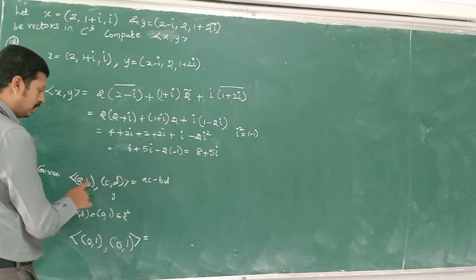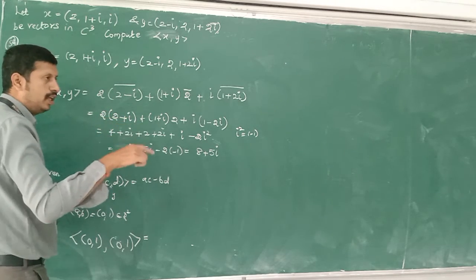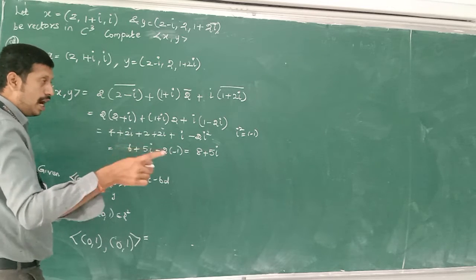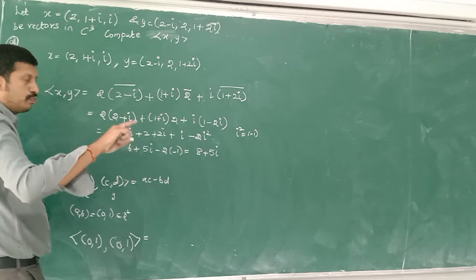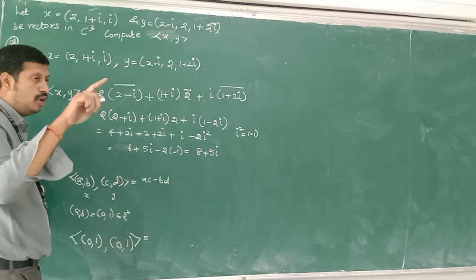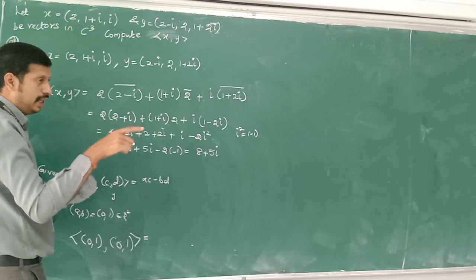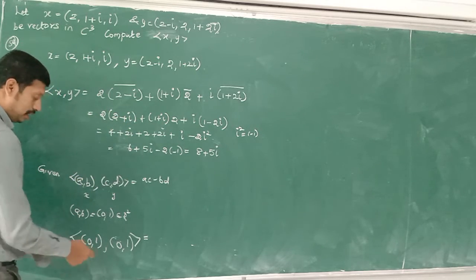One property is that x plus y comma z equals that one. Another one is x comma y, the whole bar, equal to y comma x. Another one is x comma x should be greater than 0. So now we have to consider that one.